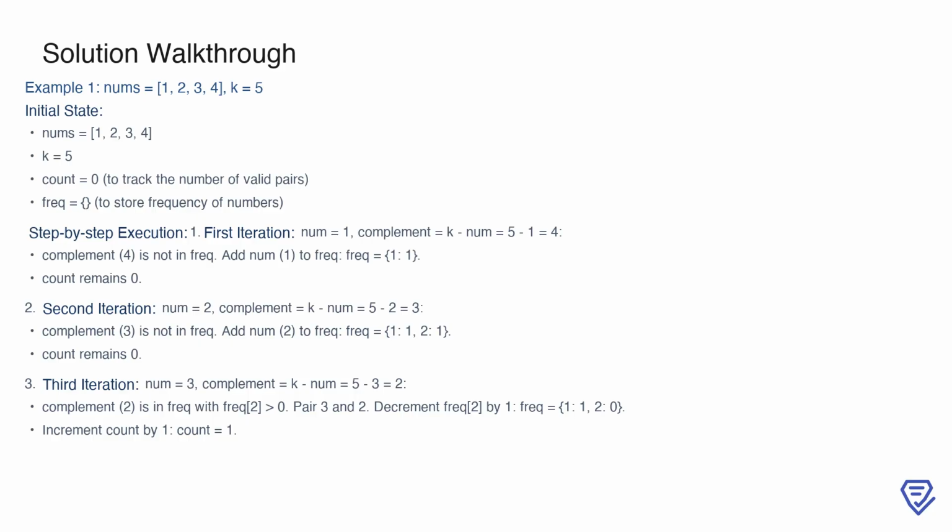Next, we examine the number 2. The complement is 3, which is also not in the frequency map, so we add 2 to the map, resulting in frequency equal {1: 1, 2: 1}. Again, the count stays at 0.